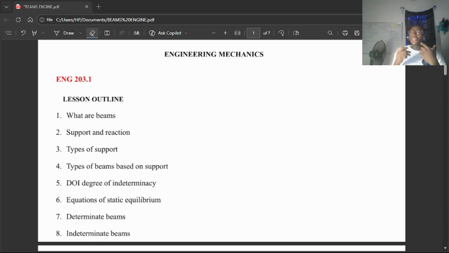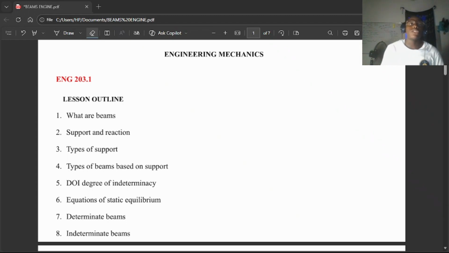Static. So that brings us to the equation of static equilibrium. We are going to know the equation of static equilibrium, and we know how to apply it when we are talking about beams and the rest of them. Now, the next thing which we are going to consider is determinate beam and indeterminate beam.